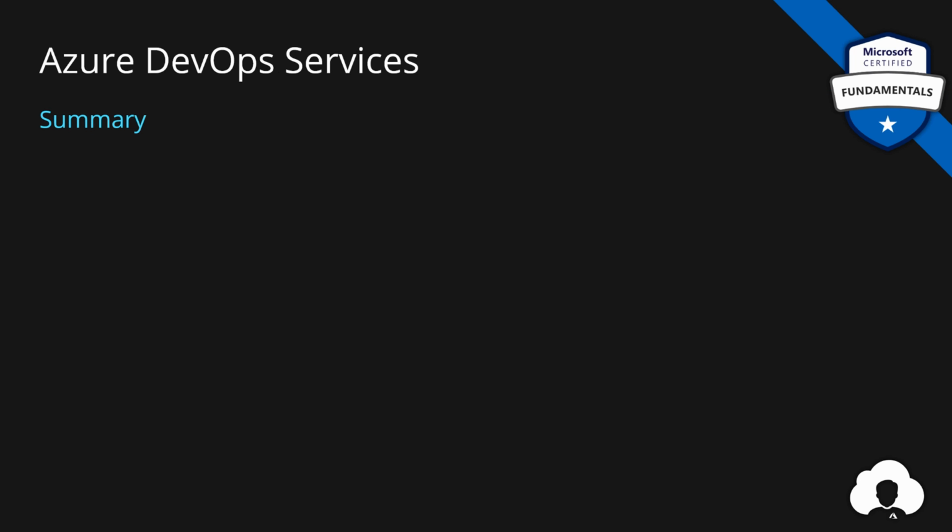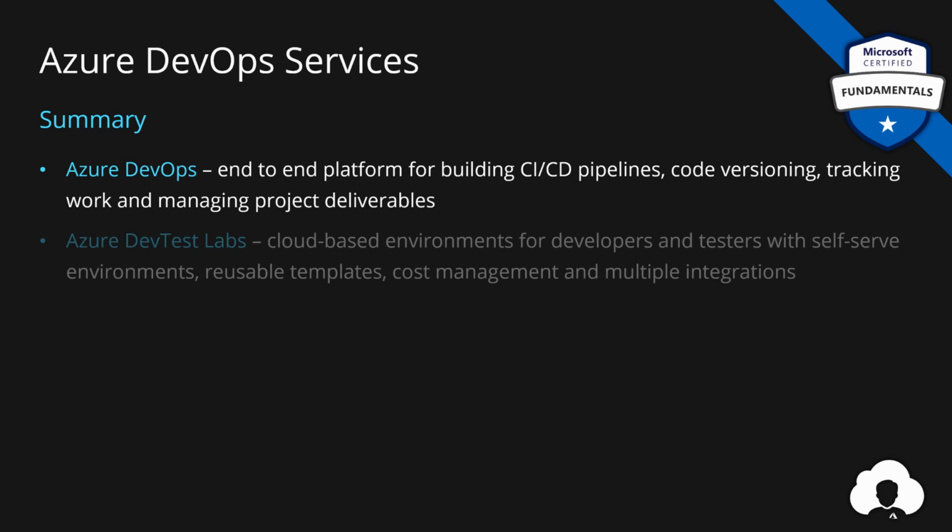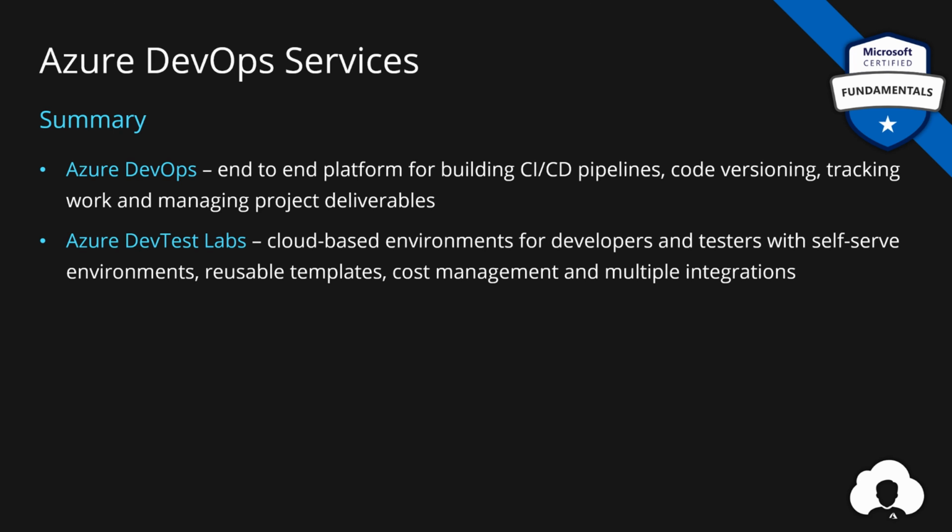So let me summarize all the DevOps services that we've learned about in this episode. First of all, we have Azure DevOps, which is our end-to-end platform for building CI/CD pipelines, managing our code and code versioning, tracking and managing the work, and all the project deliverables. And additionally, we've learned about Azure DevTest Labs, which is a concise workspace where developers and testers create cloud-based environments for testing and development purposes, with some cool stuff like reusable templates, cost management policies, and multiple integrations.